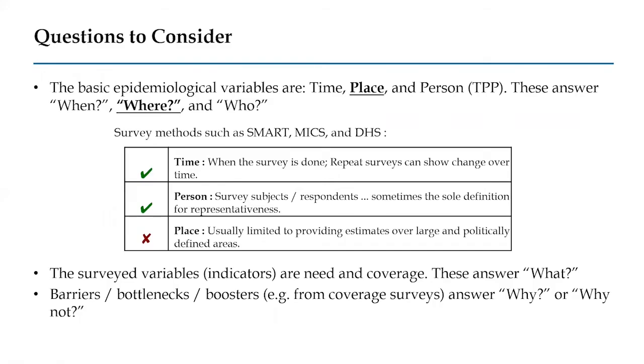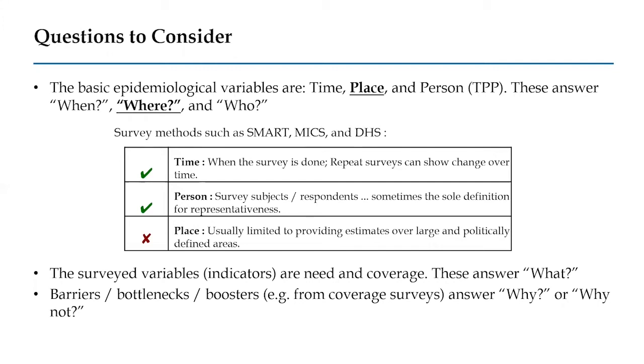So the first bit was why spatial. I think there are questions we need to consider. I'm an epidemiologist, and since I was a training epidemiologist, I'd always been taught that there were three key variables in any epidemiological study or description, and they were time, place, and person. And these answer the questions when, where, and whom.